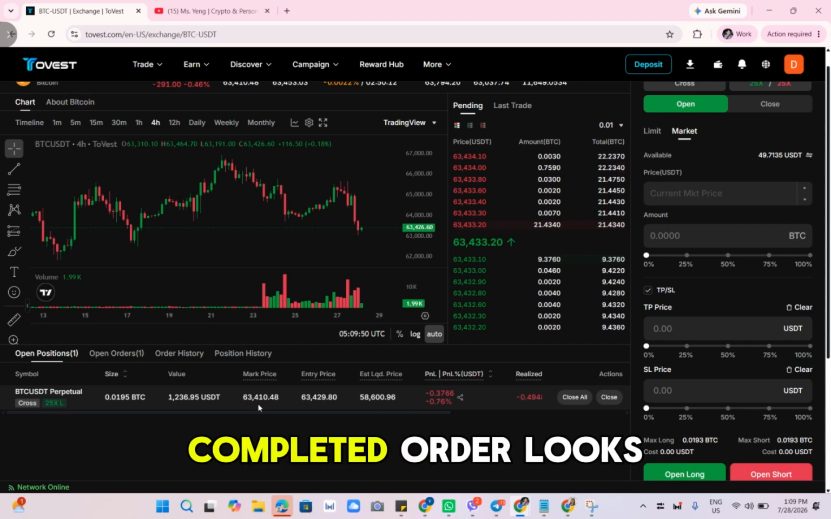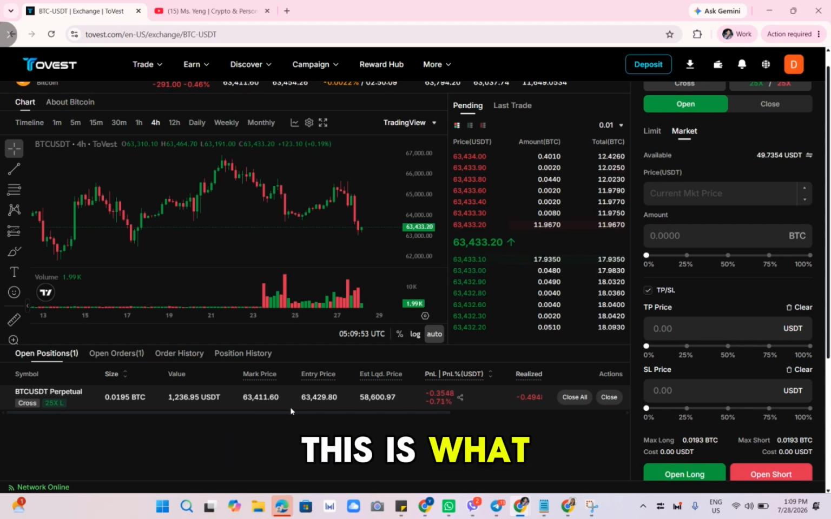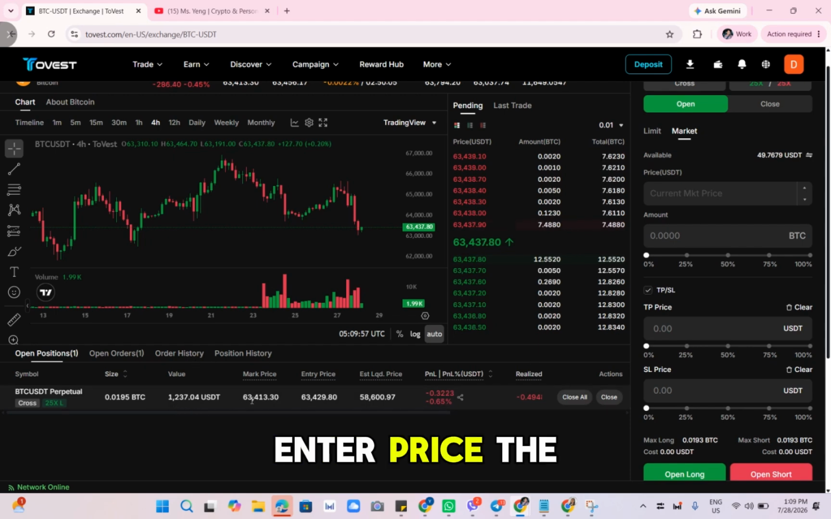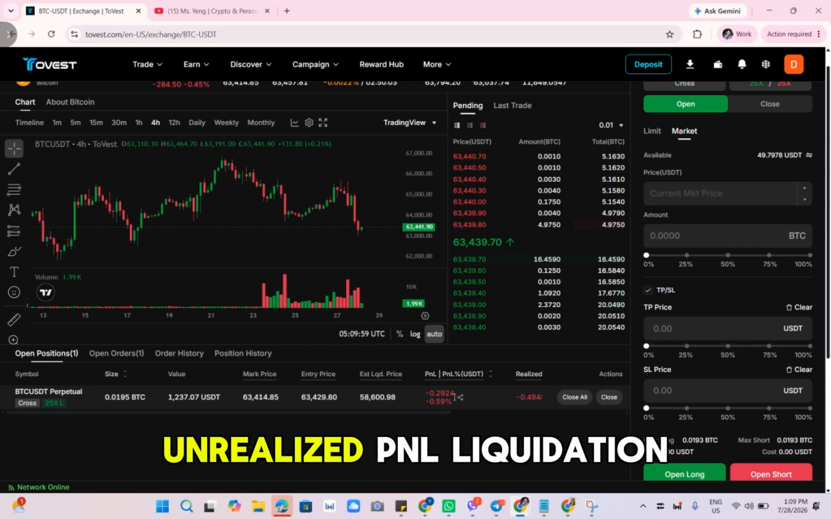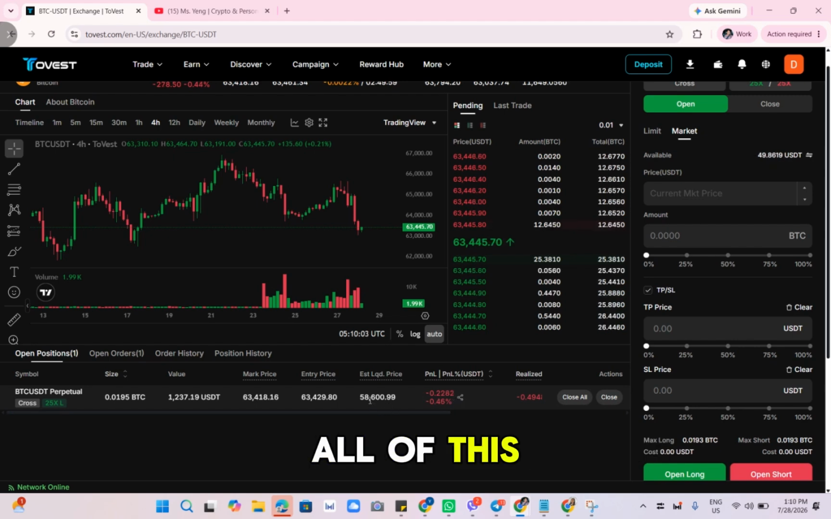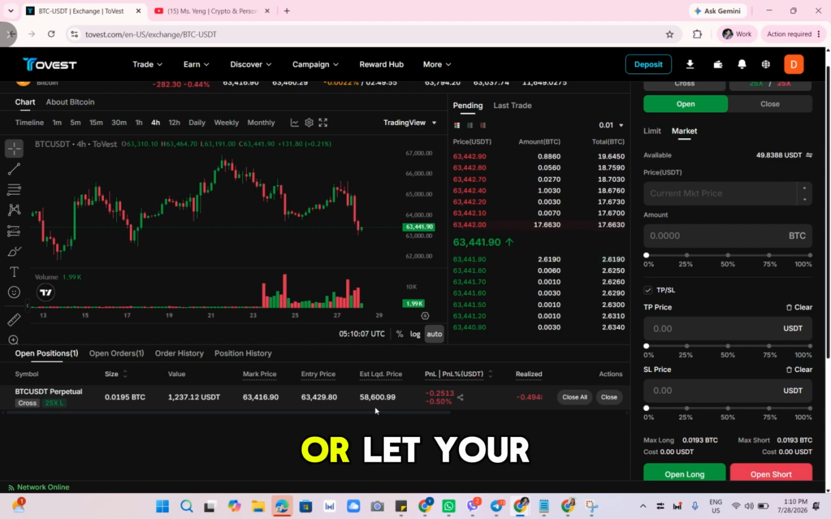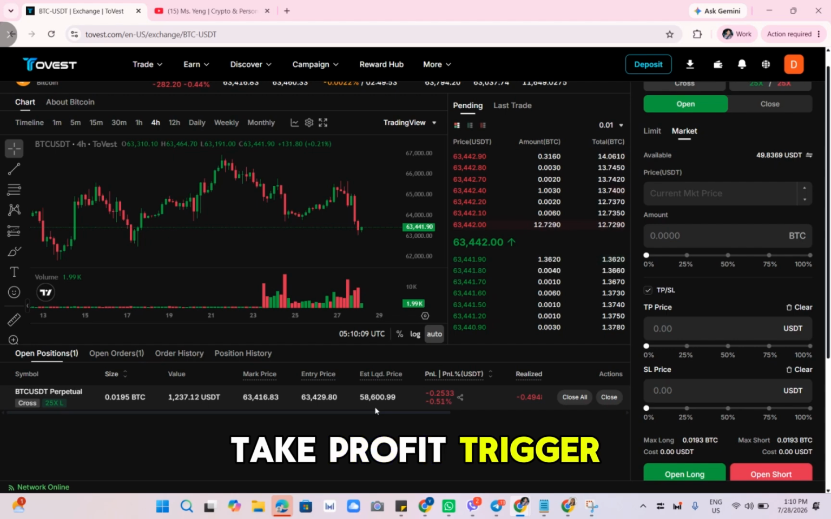Let me show you what a completed order looks like. This is what an open futures position looks like in real time. Enter price, the current mark price, unrealized P&L, liquidation price. You can monitor all of this live and close the position manually whenever you choose. Or let your stop loss or take profit trigger it automatically.